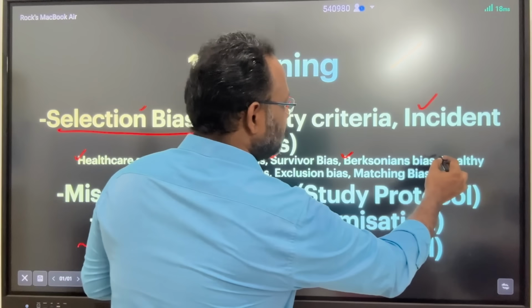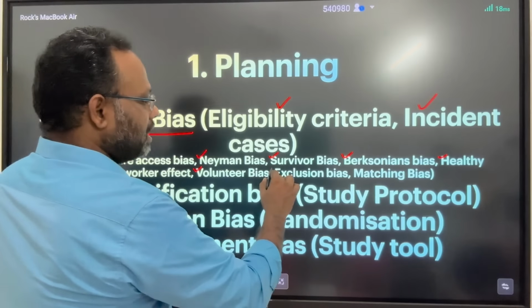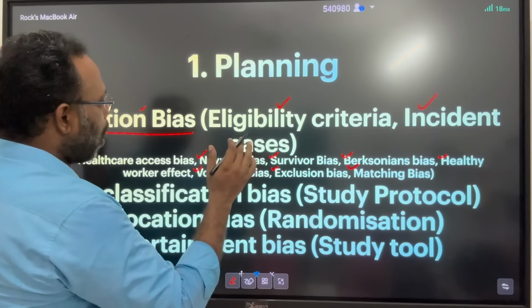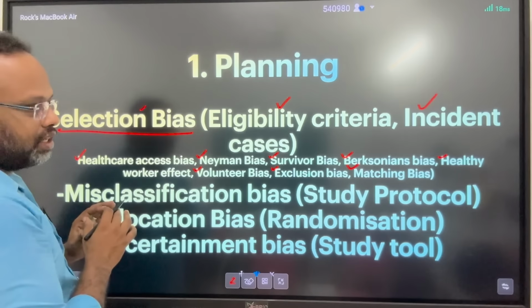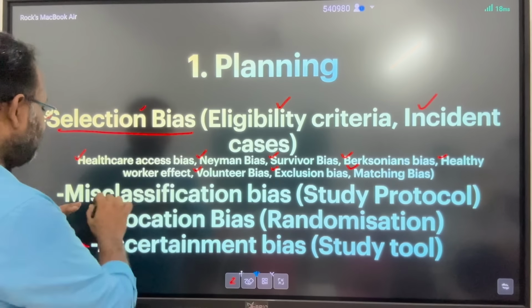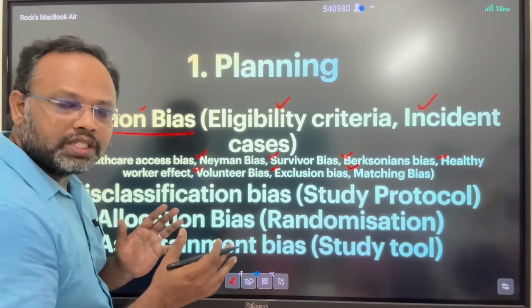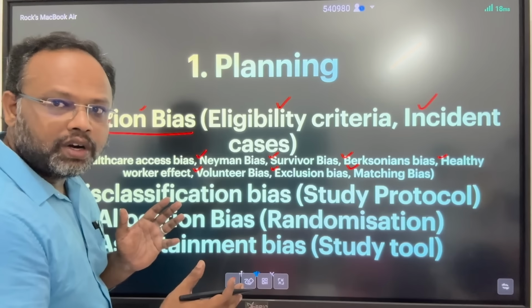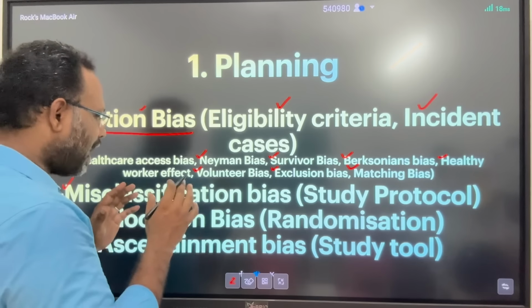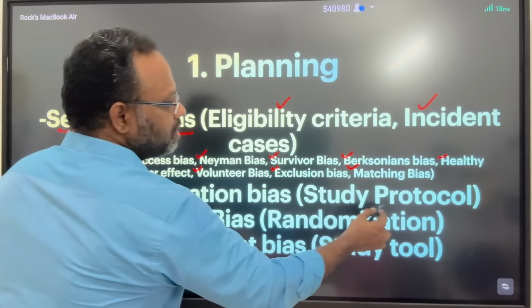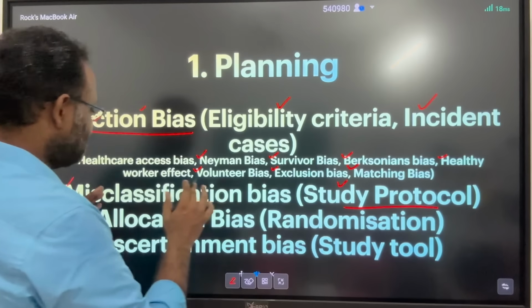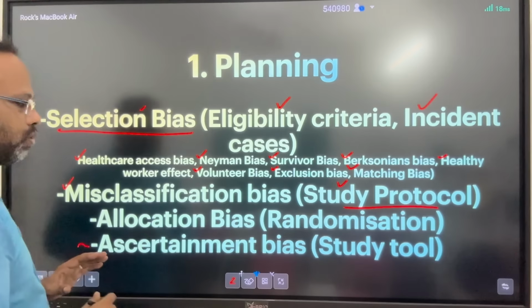Then we have healthy worker effect, volunteer bias, exclusion bias, and matching bias, all of which occur within selection bias. Then we have misclassification bias. Most of the time we misclassify the population between diseased and non-diseased, exposed and non-exposed. Misclassification bias can be reduced only with a good study protocol.